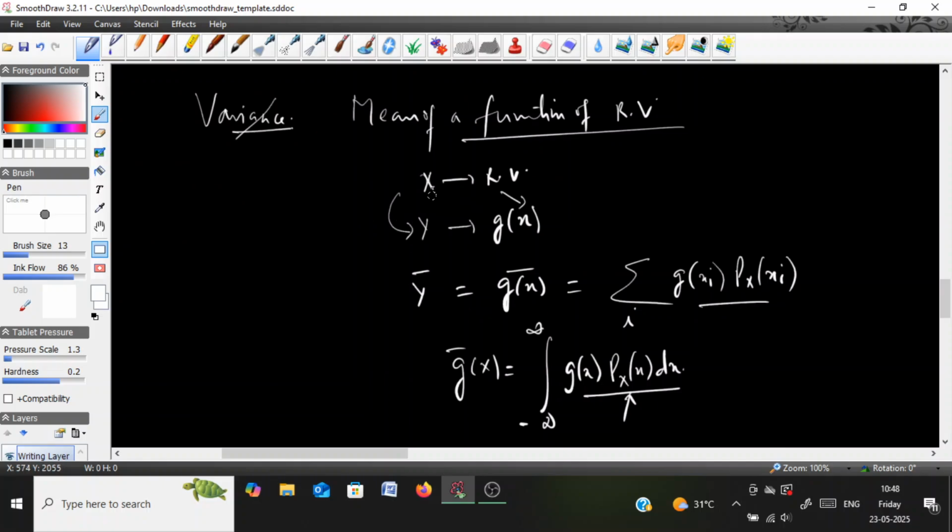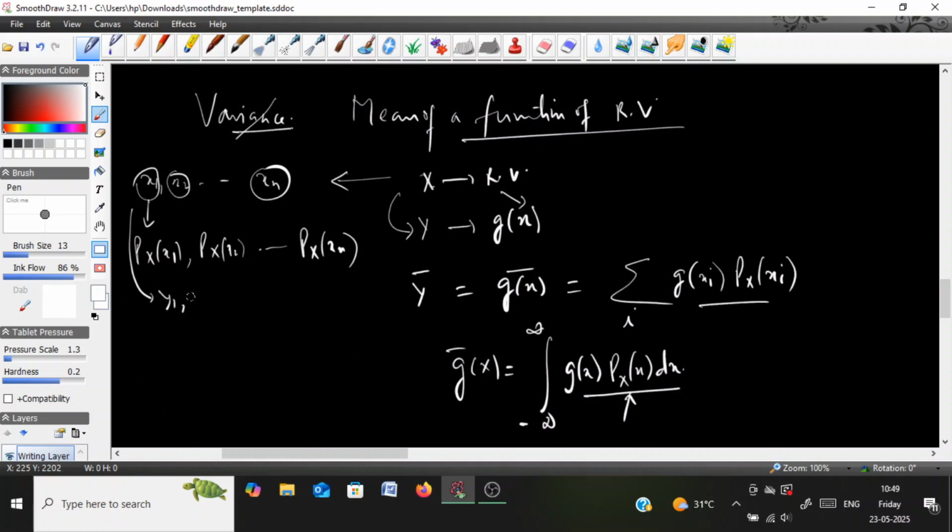Because see, if this random variable x takes some discrete values, maybe x1, x2 up to xn, with their corresponding probabilities px of x1, px of x2 up to px of xn, then these values x1, x2 up to xn are simply transformed to new values y1, y2 up to yn as per the equation of this function, and the probability of y1 will be the same as the probability of x1.